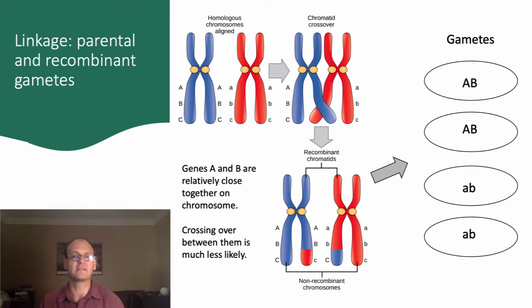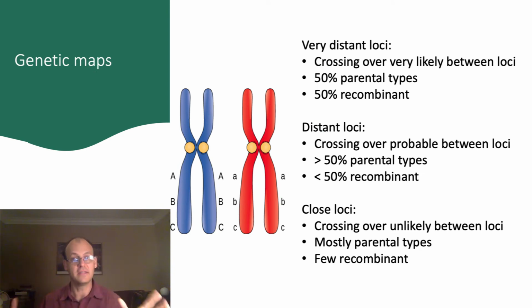So let's summarize this. If the loci are distant, then crossing over, perhaps even more than once, is likely between the genes, and we expect 50% of the gametes to be parental and 50% recombinant. We should never expect more than 50% to be recombinant, as that's what it would be if the genes were on different chromosomes and were assorting completely independently.